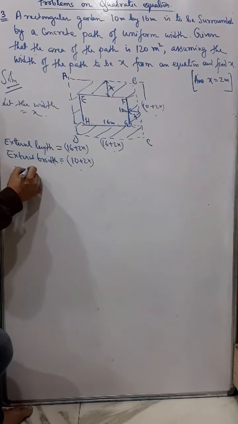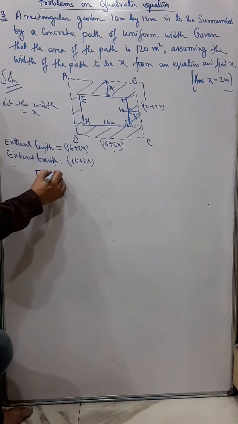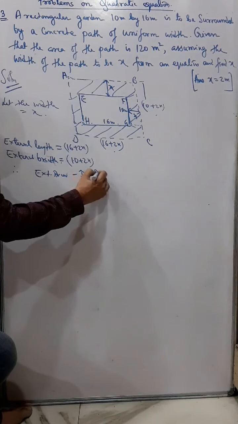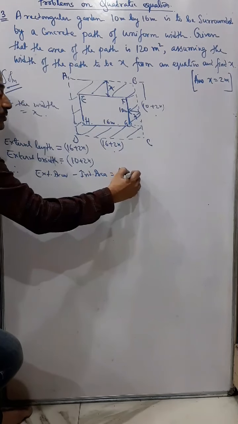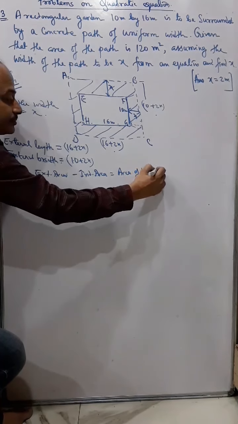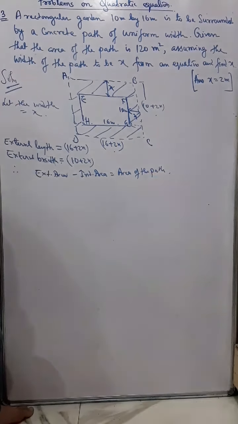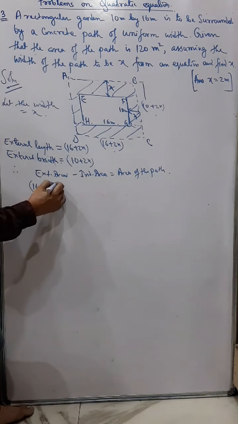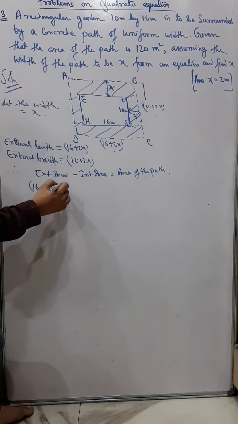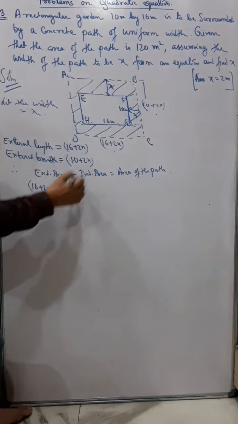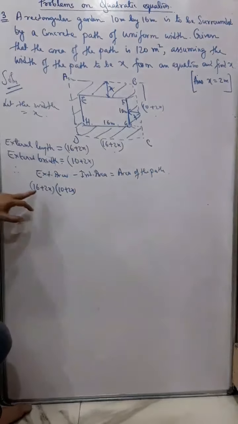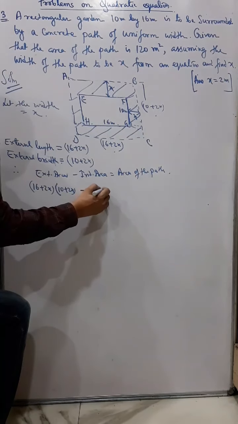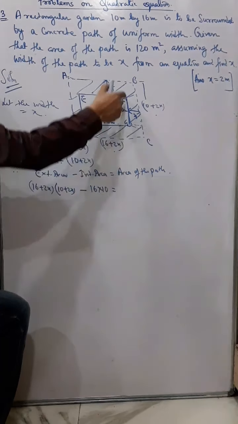Now simply we can say that external area minus internal area is equal to area of the path. Okay, so external area is what? 16 plus 2x and 10 plus 2x, so this is 16 plus 2x and 10 plus 2x. External area minus internal area will be what? It will be 16 into 10, so this internal area.